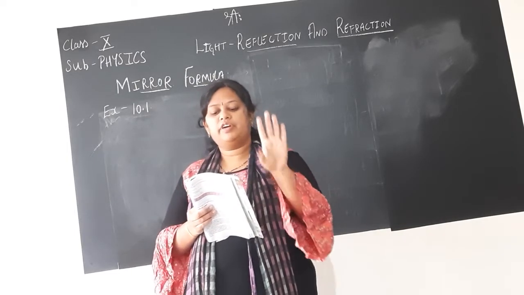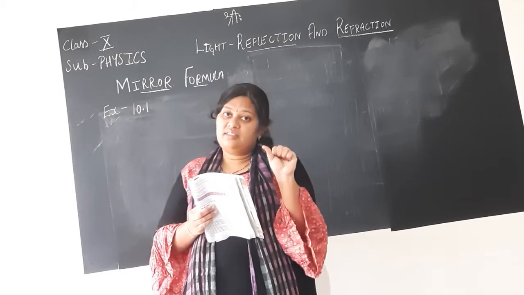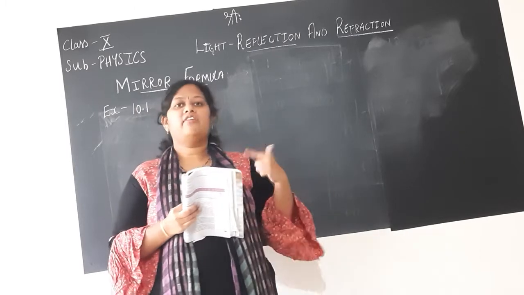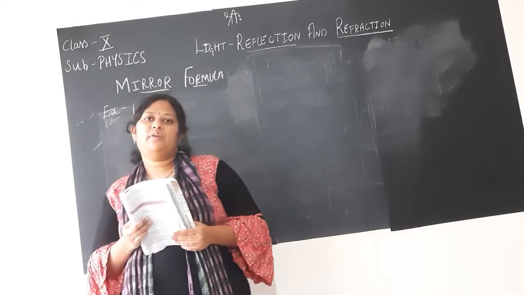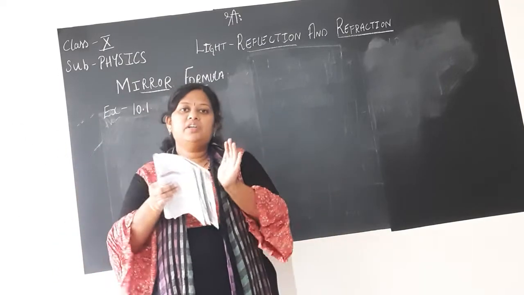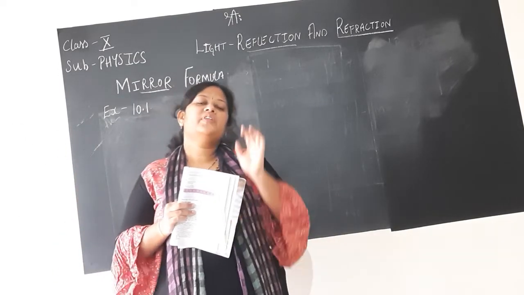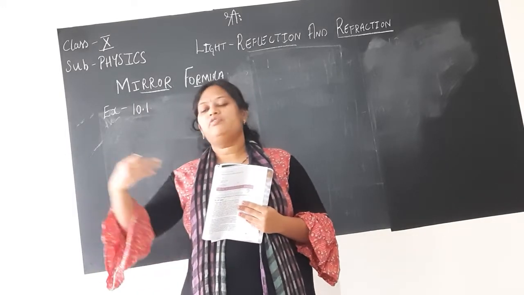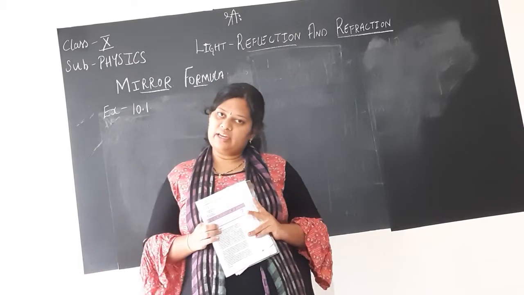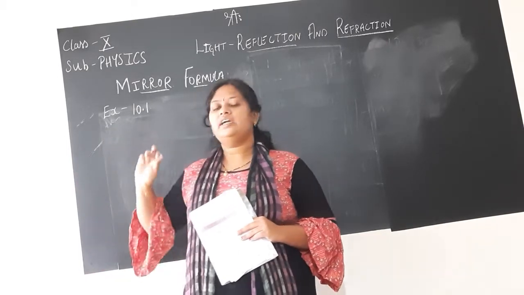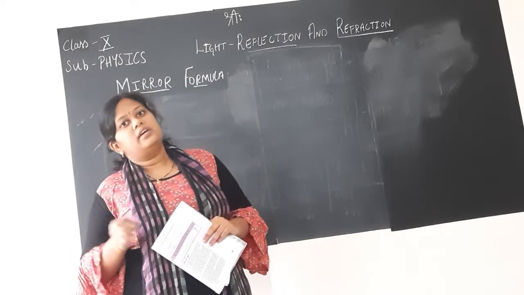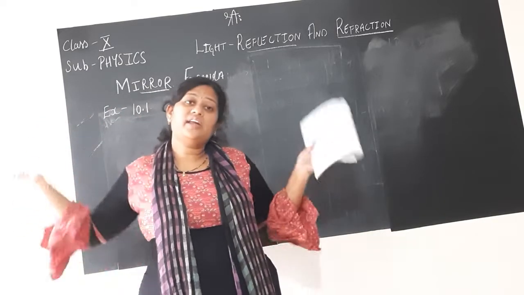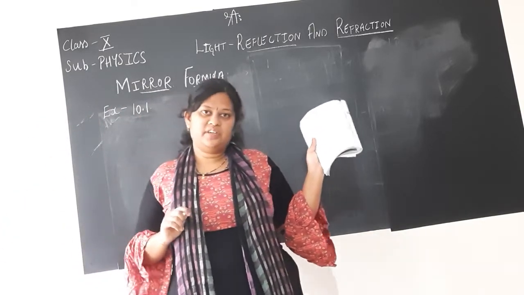From the mirror we should find the position, that is, the image distance, where the image is formed. Nature means real inverted, or virtual erect. Size of the image also: enlarged image, diminished image, or the same size. So children, before solving, read the question and use common sense. Convex mirror, rear view mirror, your vehicle mirror, just imagine. If a bus is standing at a distance of 5 meter, will you get a highly diminished image, or a diminished and enlarged image? It is a diminished image, isn't it, children?